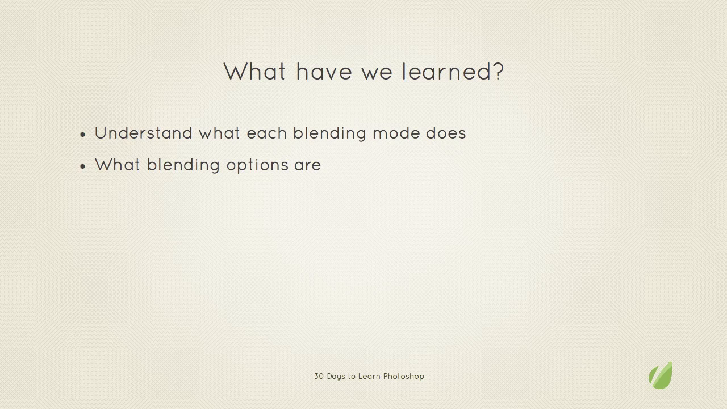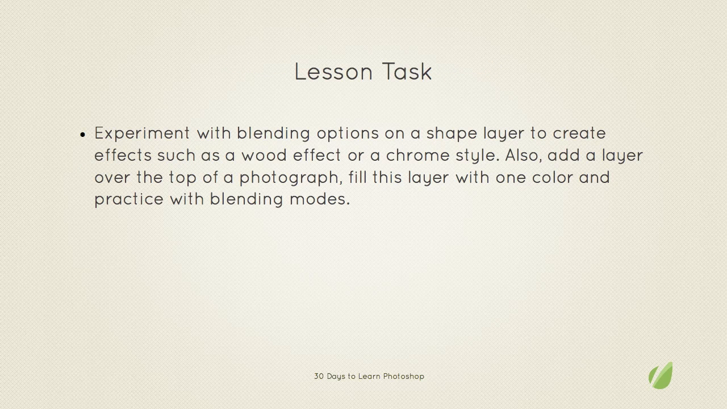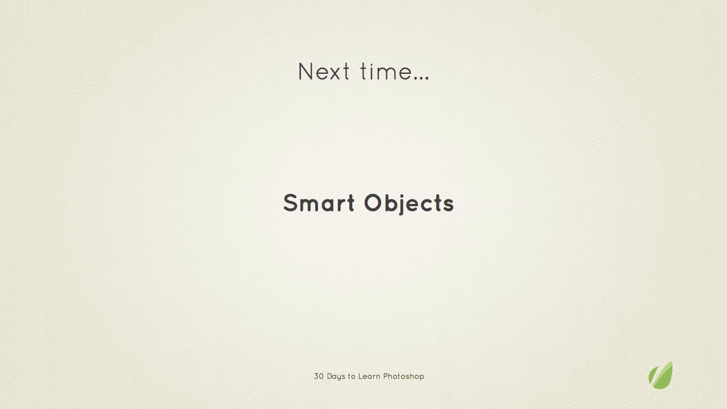So what we learned in today's lesson? Well, we've looked at what each blending mode does, and we've considered what blending options are. And your task for the lesson is to experiment with blending options, i.e. the shapes, on a shape layer to create effects such as a wood effect or a chrome style. Also, add a layer over the top of a photograph and then fill that layer with a colour and practice using the blending modes. Just play around with the layer and see how it interacts with the photograph below it.